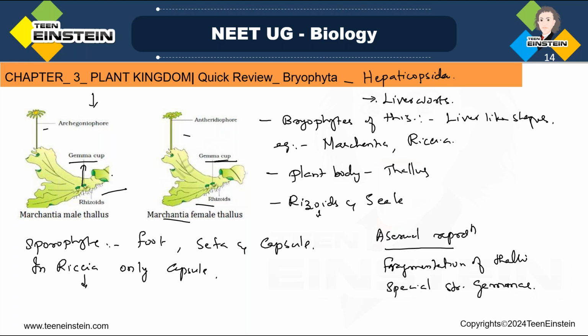During sexual reproduction, male and female sex organs get produced on the same thallus, or they may get produced on different thalli. See, here in Marchantia, it's clear that the male thallus and female thallus are separately produced, right? Male thallus is there, female thallus is there. So that's about Hepaticopsida.